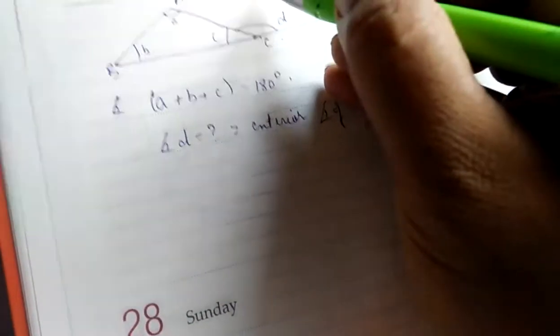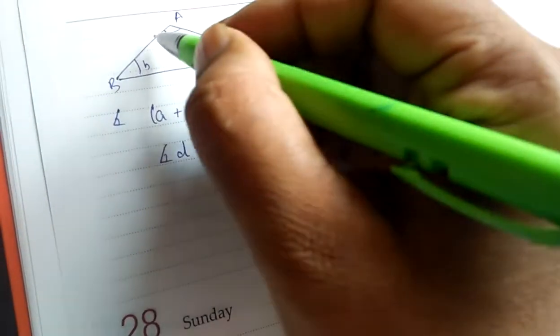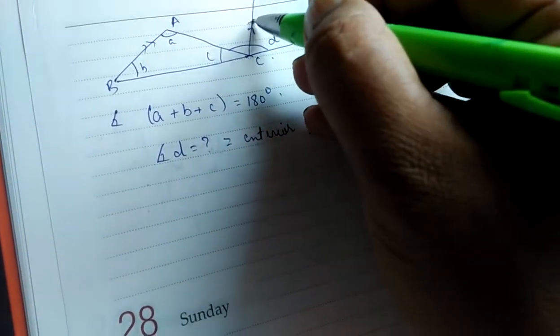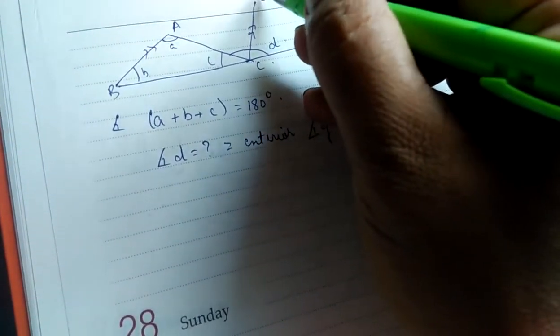Now we draw AB is there. We draw a parallel to AB which is CE. Okay.